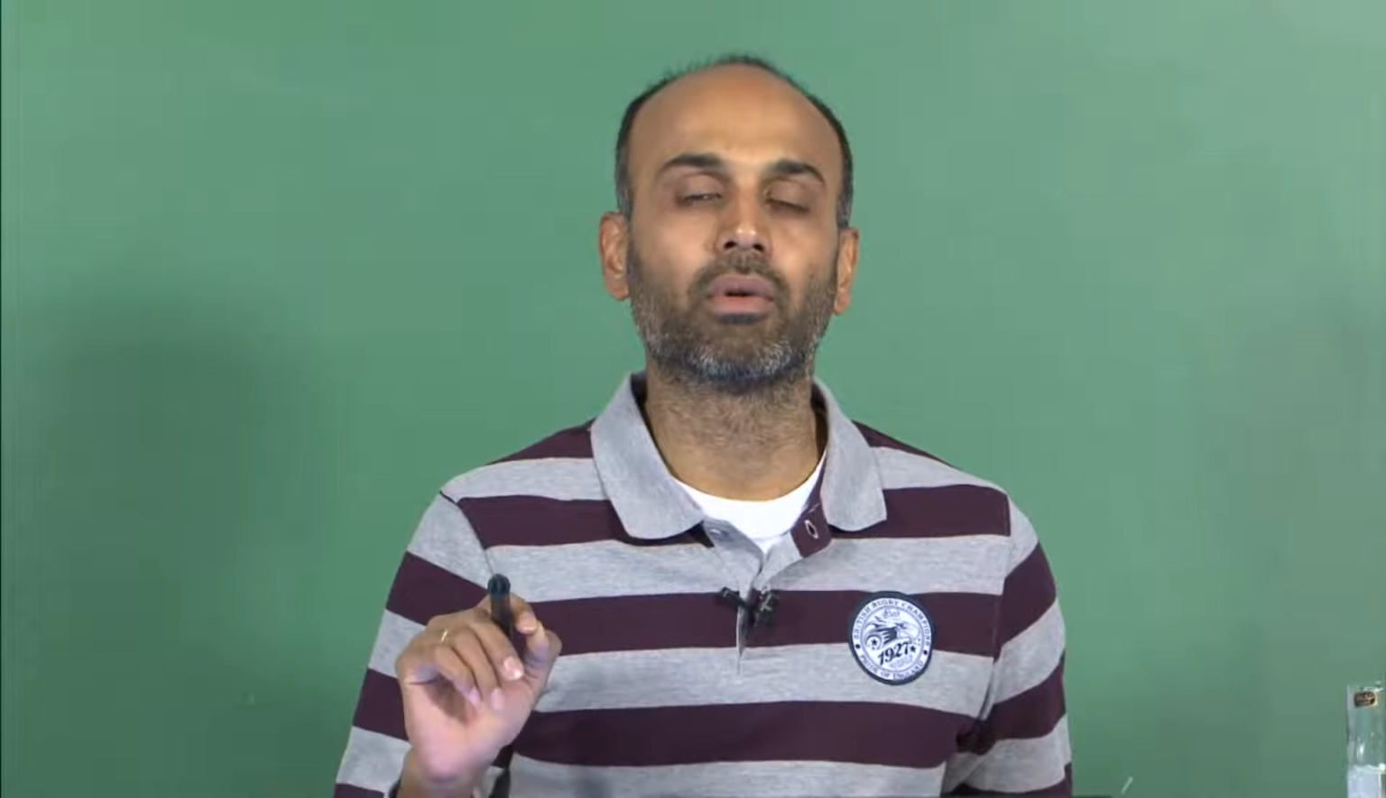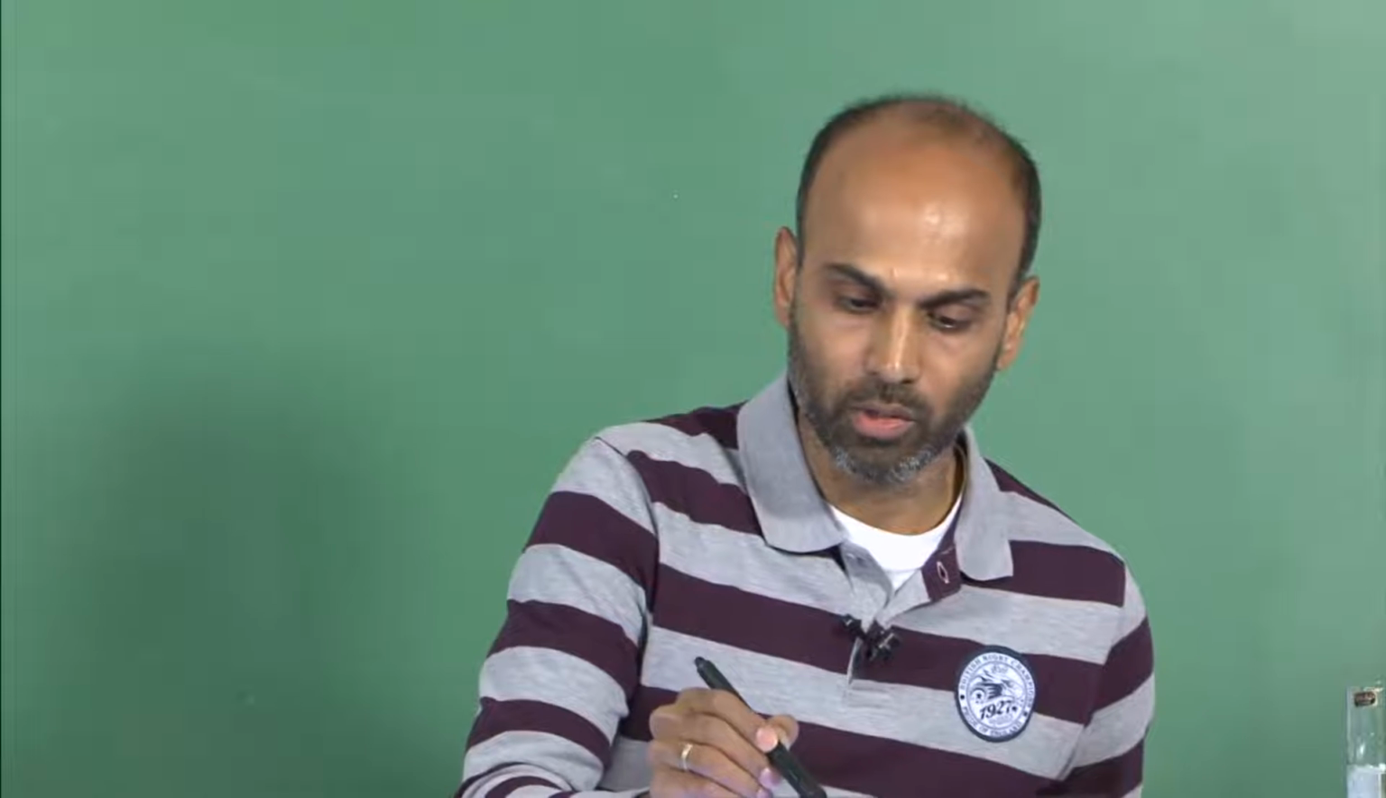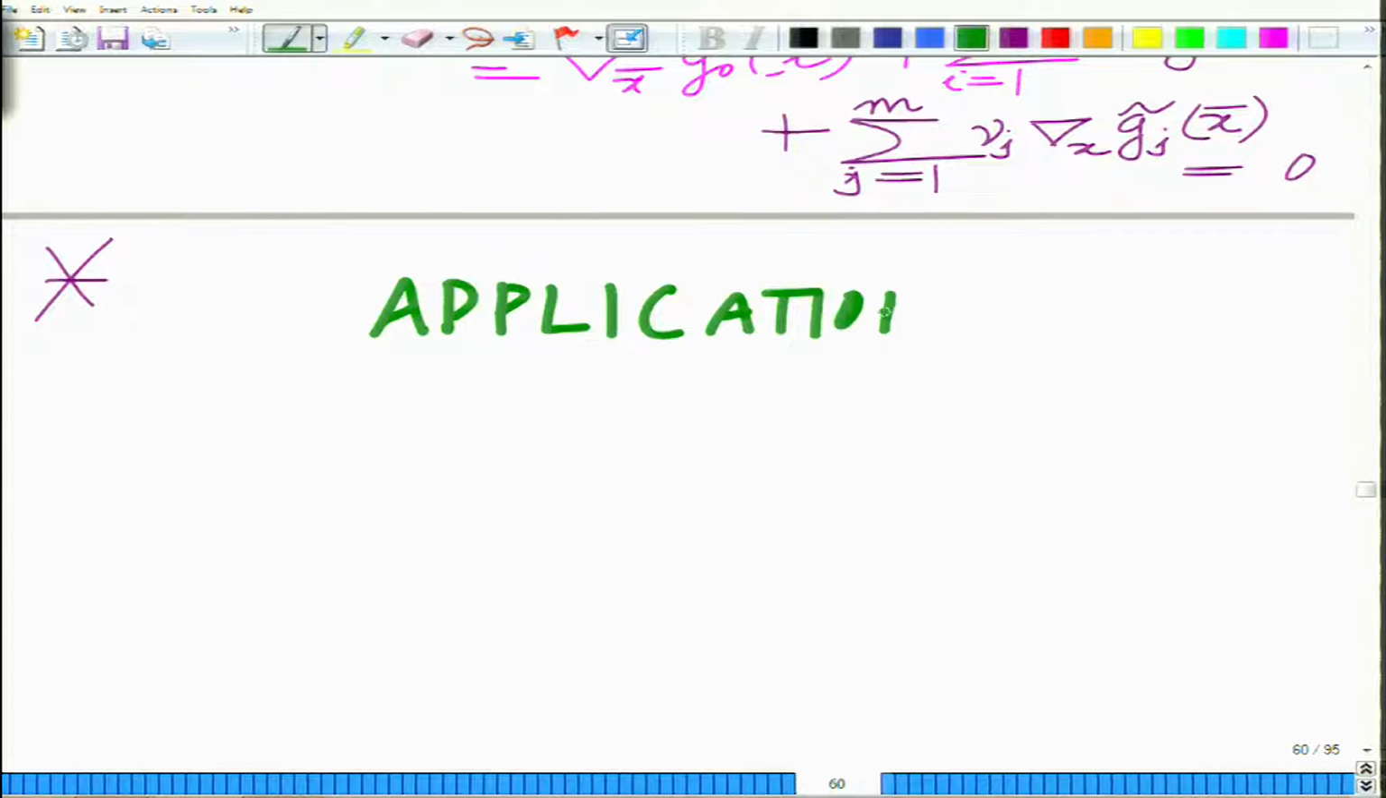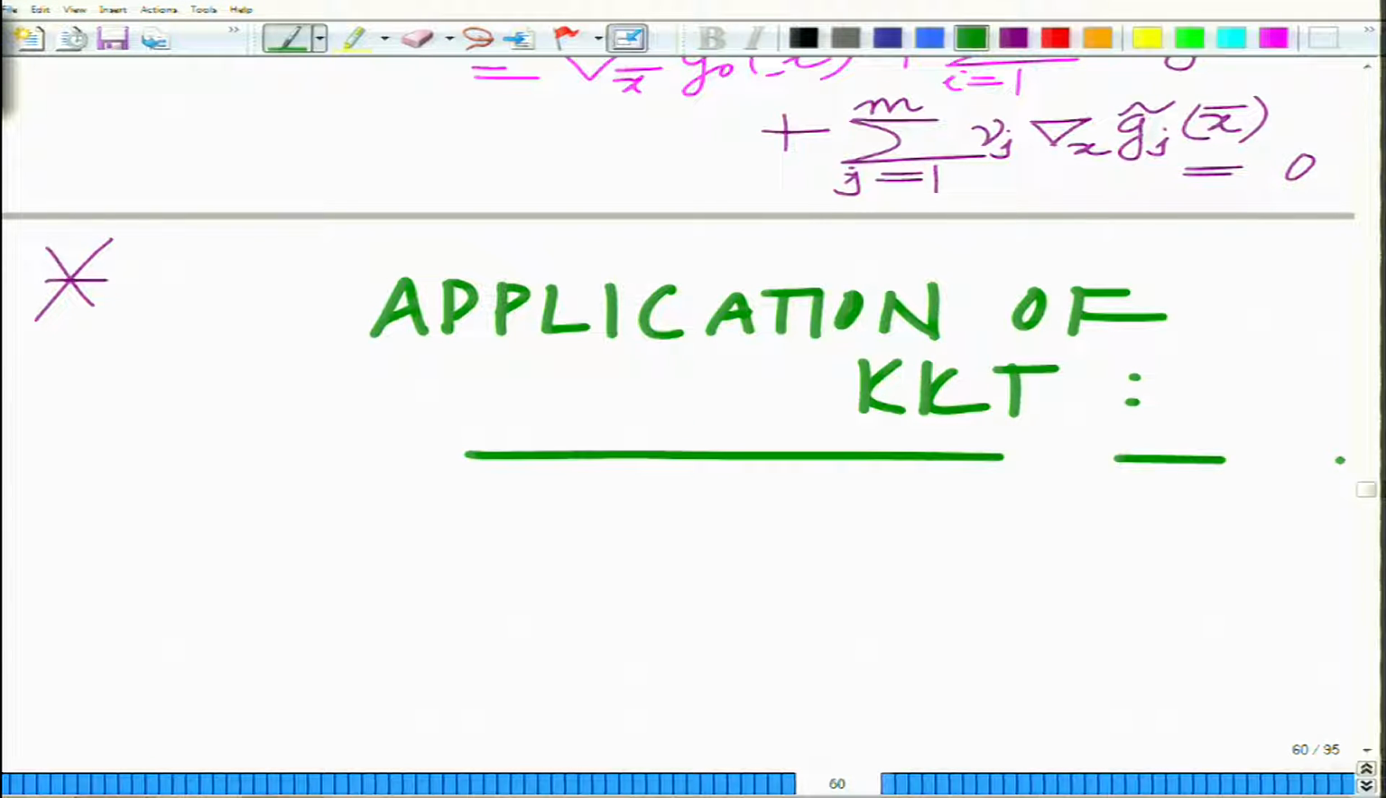So, we have looked at the KKT conditions, that is the Karush-Kuhn-Tucker conditions, to solve an optimization problem. Let us look at an application to better understand how one can use the KKT conditions to solve a practical optimization problem. So, we have seen the KKT conditions. Let us now look at an application of the KKT conditions, and the particular application that we will consider is optimal power allocation.